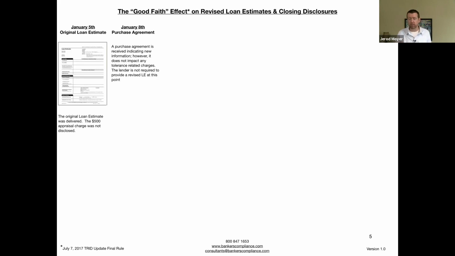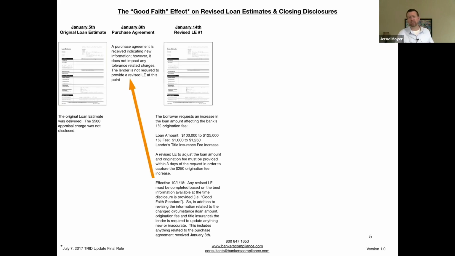Now, I did the homework already. I read through the purchase agreement. There's nothing in here that would equate to a legitimate change circumstance where I would need to issue a revised disclosure so that I could reset tolerances. So we're just going to note that it came in on the 8th. Now, that's important because of the new good faith requirement that TRID 2.0 brought to the table. If we encounter another legitimate change circumstance down the road and we reset tolerances, this new information that came in on January 8th will have to make its way to the next revised disclosure if we encounter one down the road. Now, that's just what's going to happen.